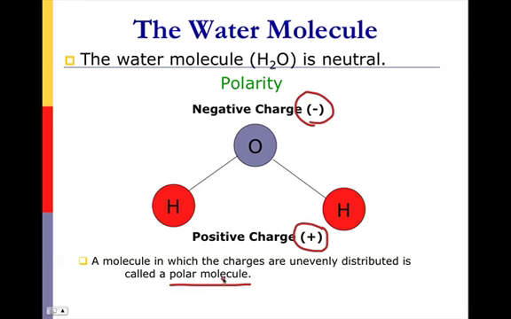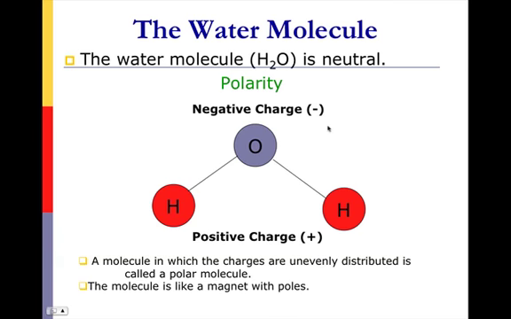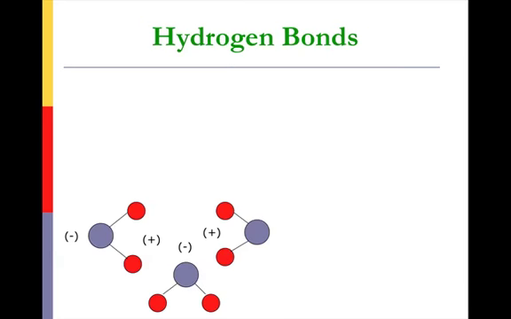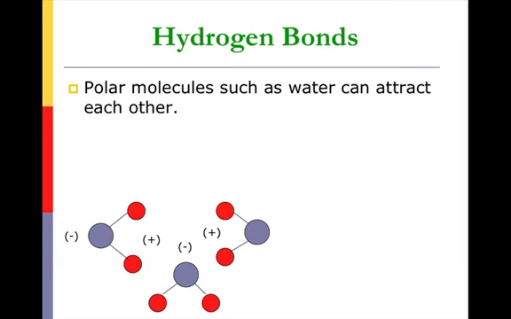This is similar to a magnet, where on one end of the magnet you have a positive charge and the other end of the magnet you have a negative charge. And there it is. The molecule is like a magnet with poles. Wow, imagine that. Okay. Polar molecules such as water can attract each other, and this is what keeps it so fluid and together, because of this specific attraction.